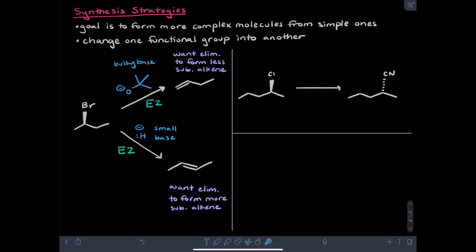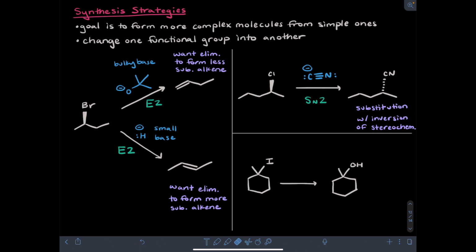Now let's consider we were given the following chiral alkyl halide, and we're trying to make the following product, where I have a new carbon-carbon bond formed to a CN group. Also notice that based on the stereochemistry as shown, the substitution reaction is occurring with an inversion of stereochemistry. To get the product I want, I would treat the alkyl chloride given with the cyanide nucleophile, and these would react by an SN2 mechanism, leading to the desired product.